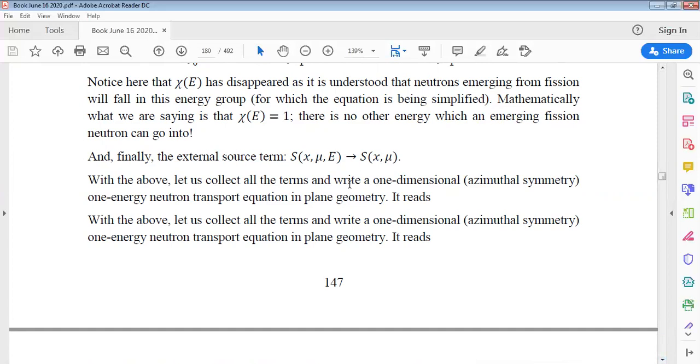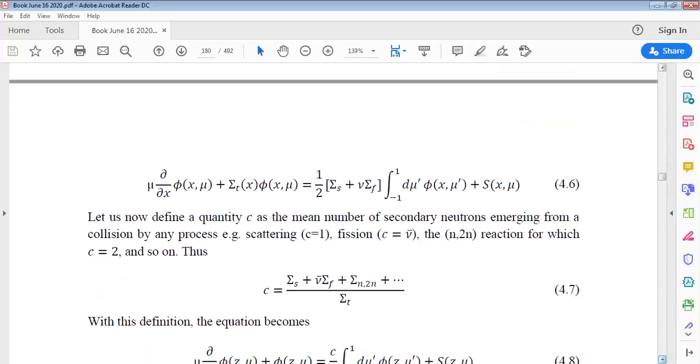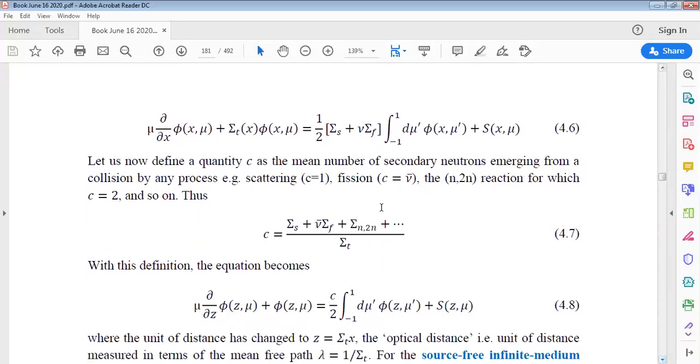With the above, let's collect all the items and write a 1D transport equation in plane geometry. In plane geometry, you can see we've got a d by dx here. This is the loss term or the outscattering term. You can also view this as an integral, but these are for neutrons going out. These are for neutrons coming in, these are for fission neutrons being produced, and this is for the source.